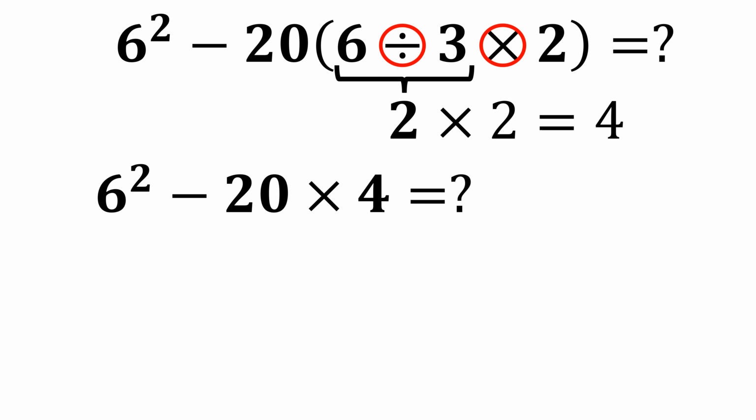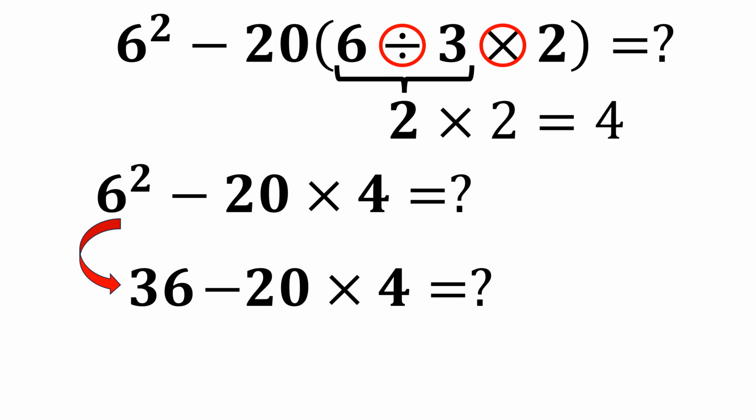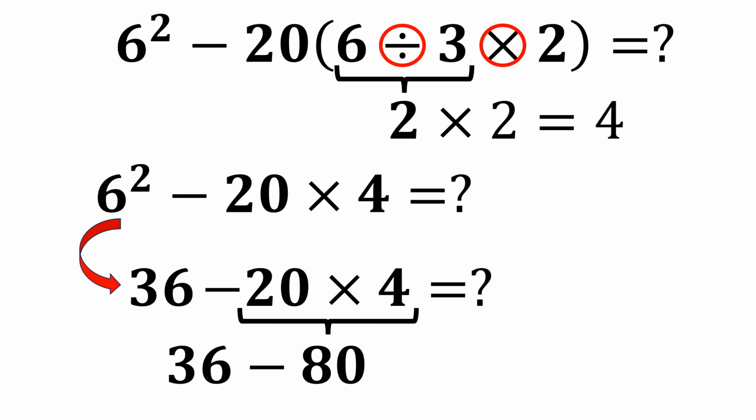Following the order of operations, we calculate the exponent next. 6 squared is 36. So, we have 36 minus 20 times 4. Since multiplication takes priority over subtraction, we first calculate 20 times 4, which is 80. Finally, 36 minus 80 equals negative 44.